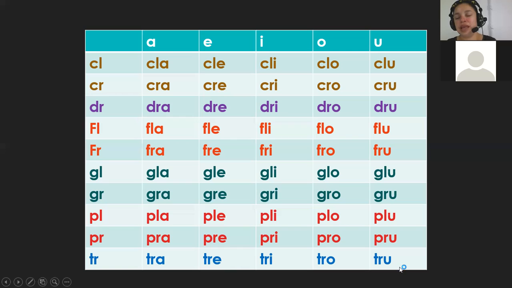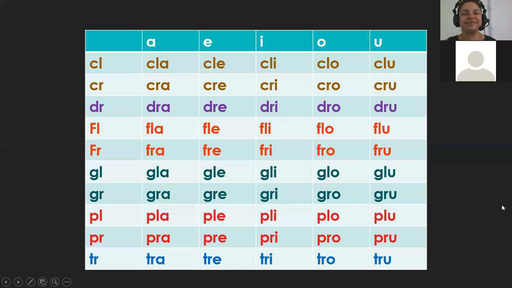I think that was easy. I just wanted you to be sure of the pronunciation, because the next time you can be confident in pronouncing any word with this kind of consonants combination with the vowels.